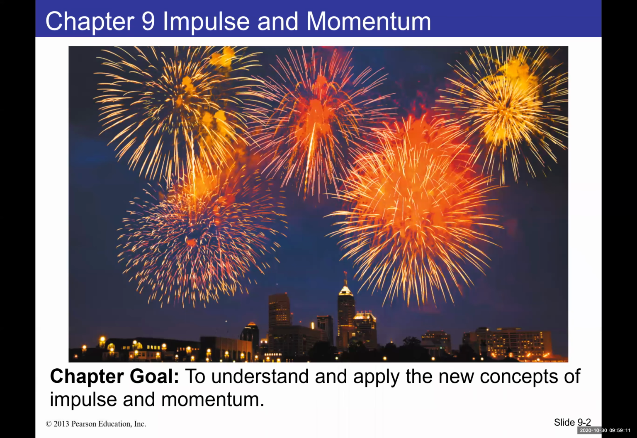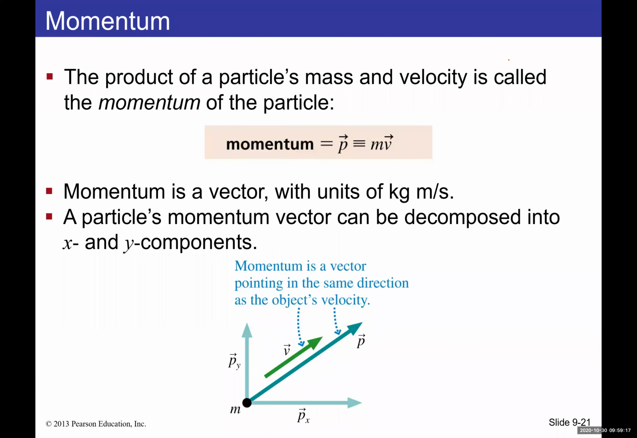All right, so the chapter goal is to understand and apply the new concept of impulse and momentum. One of the things that we're going to be considering in this chapter, as I mentioned, are collisions, and the collisions basically use the previous concepts that we learned, like force, mass, velocity, and things like that. In a way, we're just using all of those old concepts, but the idea here is this.